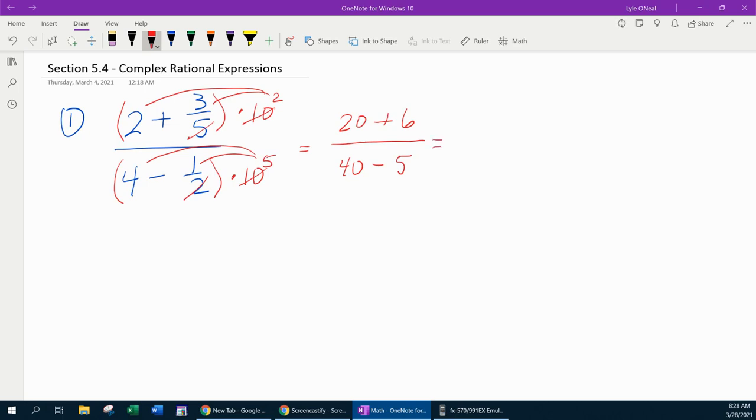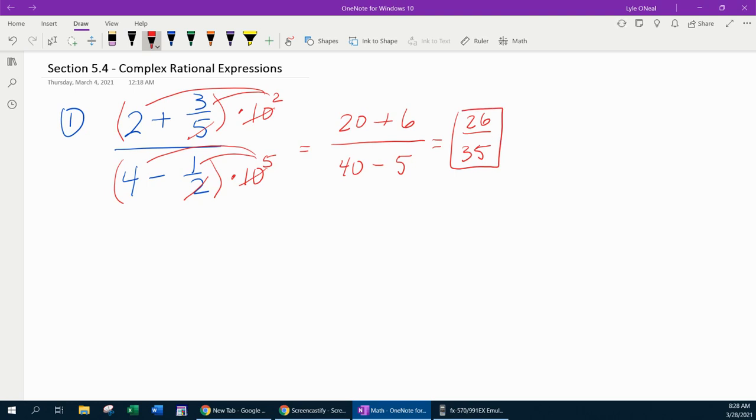Notice what that does by multiplying by the LCD of the top and bottom. It eliminates the fractions in the top and bottom. And I am using the words top and bottom because it's easier for me to say than numerator and denominator every time. Next, simplify. 20 plus 6, 26. 40 minus 5, 35. And then if that fraction will reduce, you need to reduce it to lowest terms. However, there are no common factors of 26 and 35, so that would be our final answer.